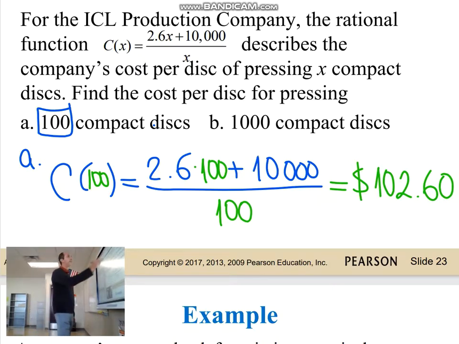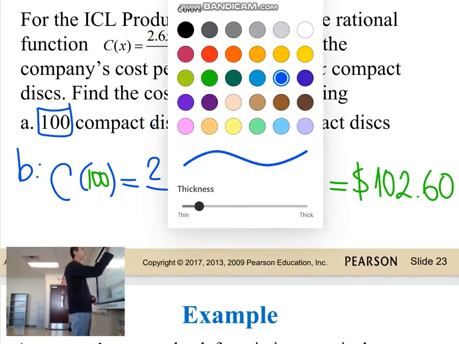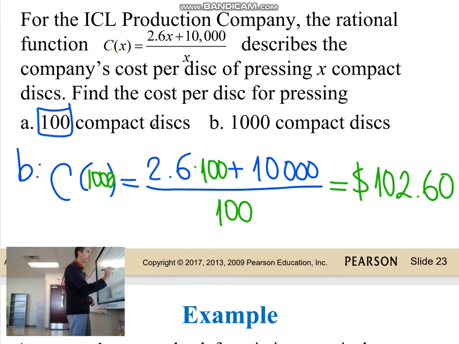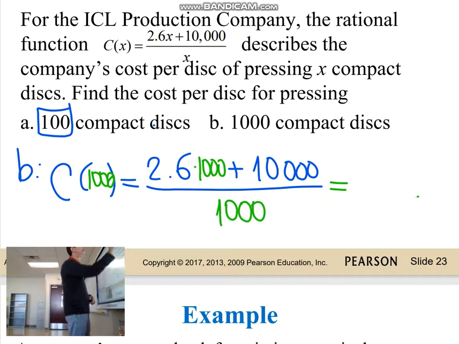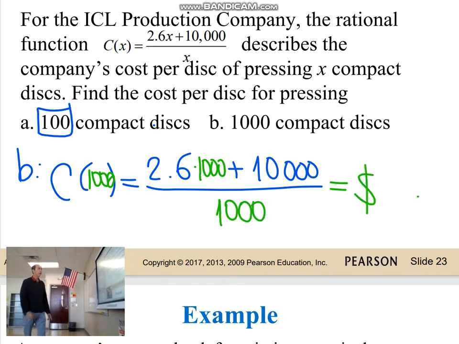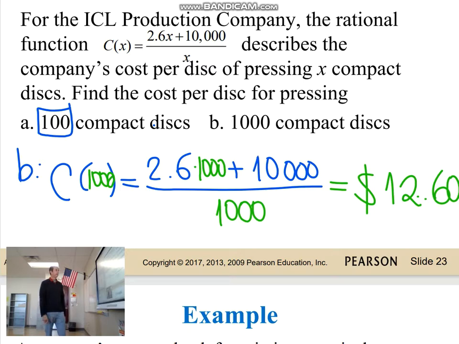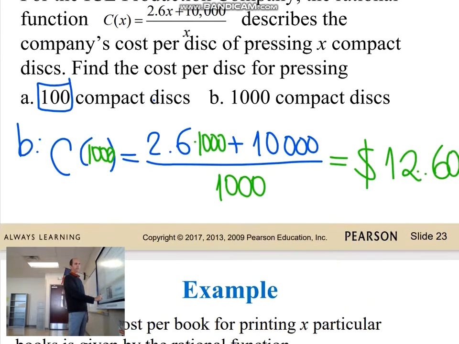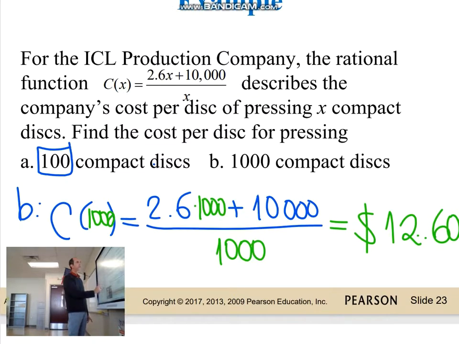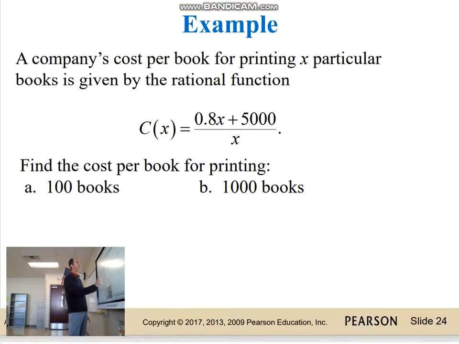The next, letter B. What is the cost of producing 1,000 compact discs? Now we are talking about 1,000. Let's plug in 1,000: 2.6 times 1,000 plus 10,000 over 1,000. The answer is going to be in dollars. Do the math, you can use your calculator, and it equals $12.60. A very simple application of rational expressions in real life.